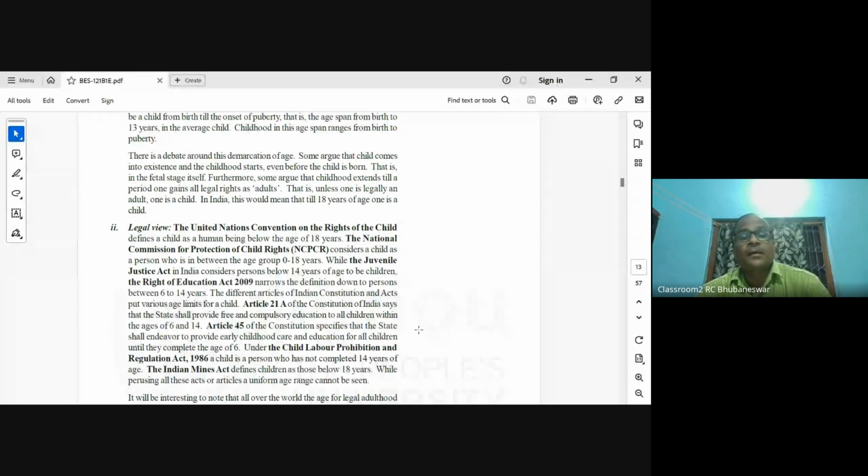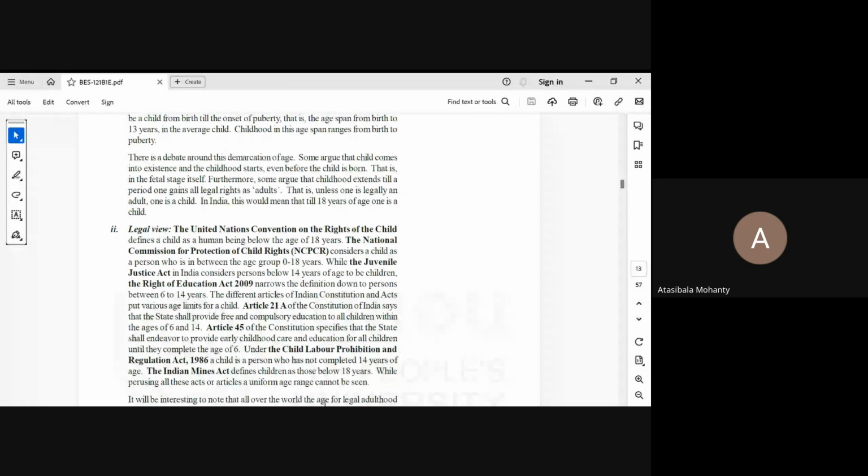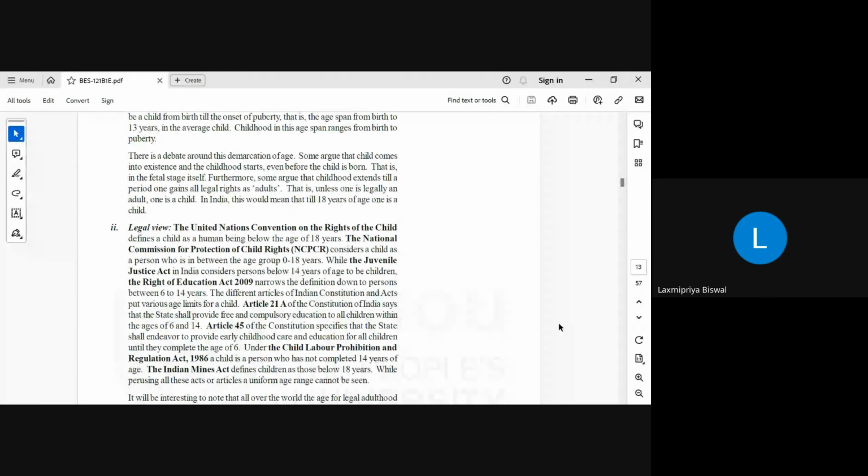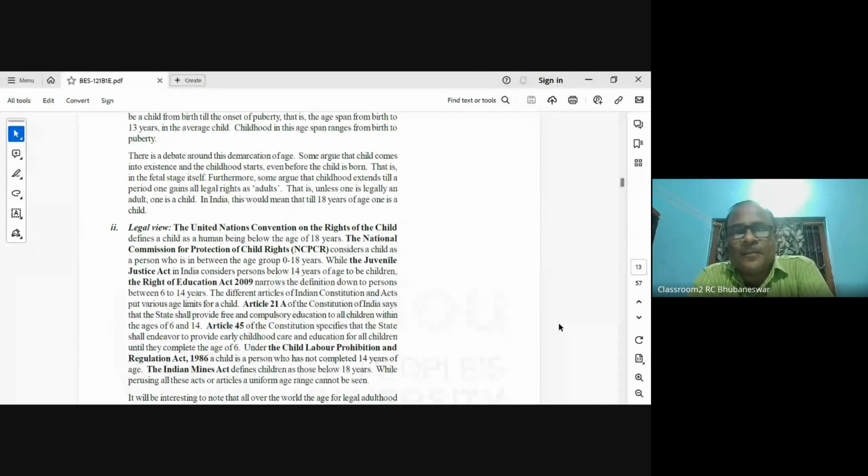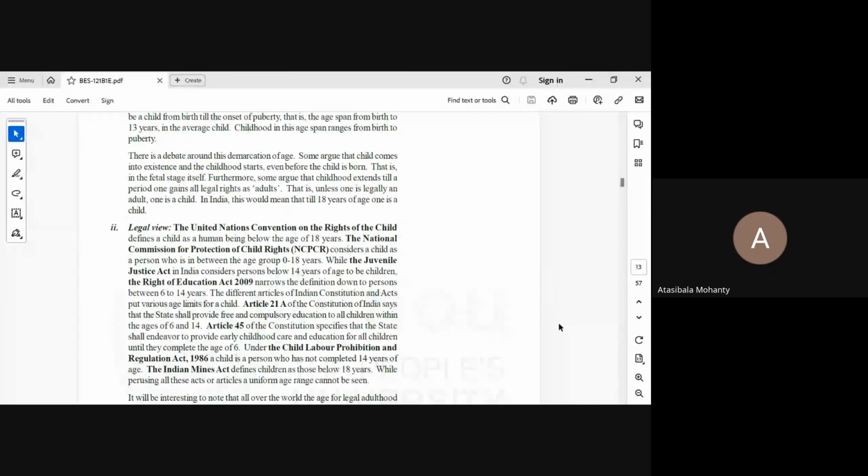Article 21A says, who can say what Article 21A is? Right to free and compulsory education, a fundamental right for children of 6 to 14 years. Before Article 21A, free and compulsory primary education to children of 6 to 14 years was in which article? Article 45.